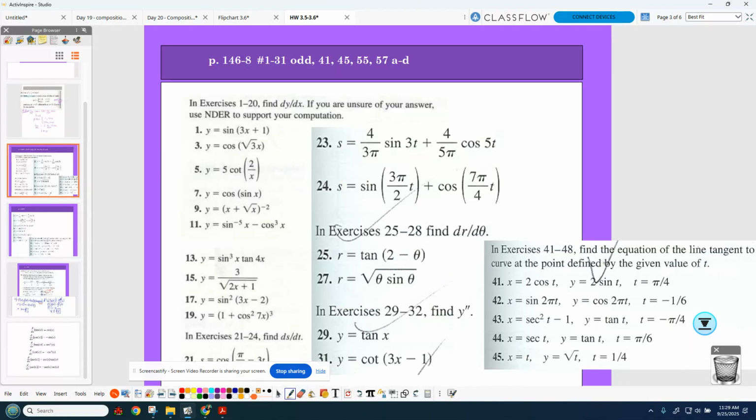Here are the problems that are on tonight's homework if you wanted to start.